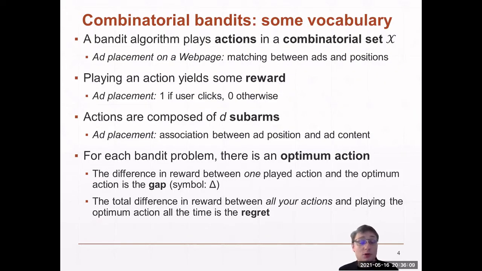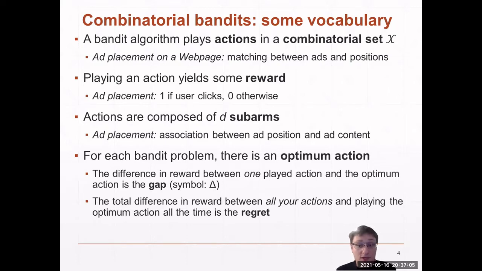Before diving into the details, I will give some vocabulary that's really specific about bandit algorithms. So a bandit policy places actions in a combinatorial set. So for example, an action could be the way that you place ads on a web page. And the corresponding combinatorial set is the set of all such matchings. A bandit is used to play actions, and each action gives some reward. For example, for ad placement, you can get a reward of 1 if the user clicks on the ad and 0 otherwise. A very specific part of combinatorial bandits is that actions are decomposed so that they are made of several sub-arms. For example, such a sub-arm could be an association between an ad and a position on the web page.